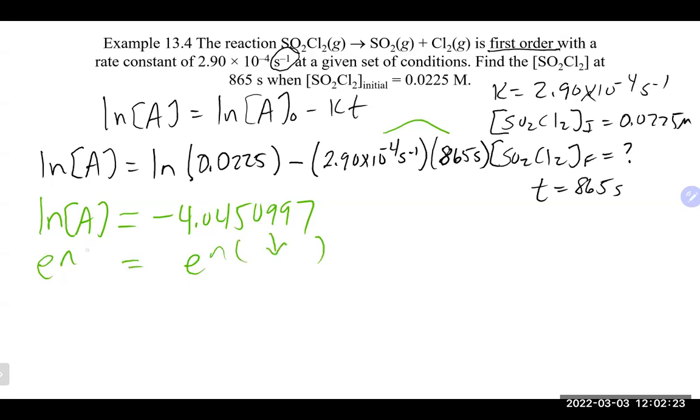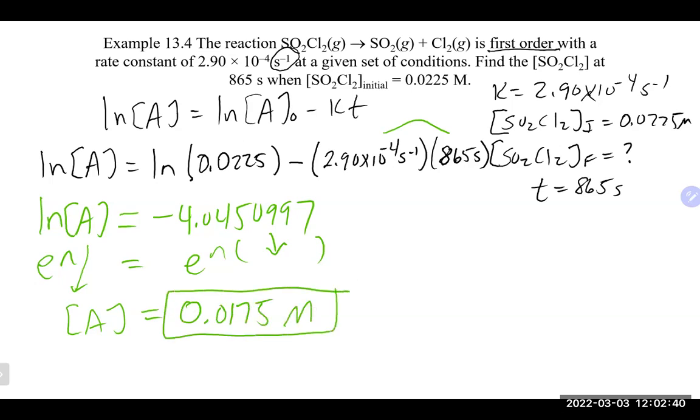When we do it over here, this just becomes A, right? And then we end up with something like 0.0175. This would need a molarity as it is a concentration. We could kind of check ourselves. This definitely should be less than what we started with. So at least that's good. Obviously, if you ended up with more, something probably went wrong at that point.